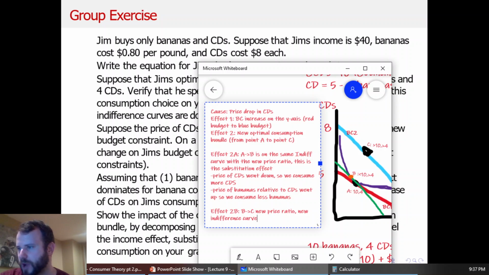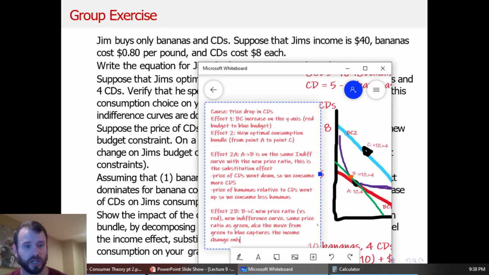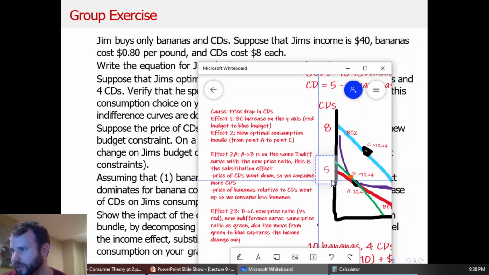So it's the new price ratio relative to red, not relative to the green one, which is the fake budget constraint that we drew. It has the same price ratio as green. The move from green to blue captures the income change only, right? Remember I showed you that if we were to write out the equation for the green line and for the blue line, all that's really changing is I, the income level, because it's the income effect. And that's really what we're trying to capture here.